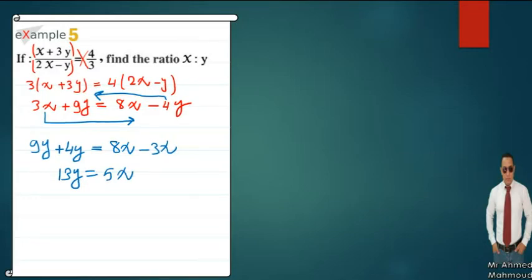Okay, now what do I need? I need x to y. Then x over y equals, by using property number 2, x over y equals 13 over 5. Again, x over y equals 13 over 5. Okay, now let's solve example 6.